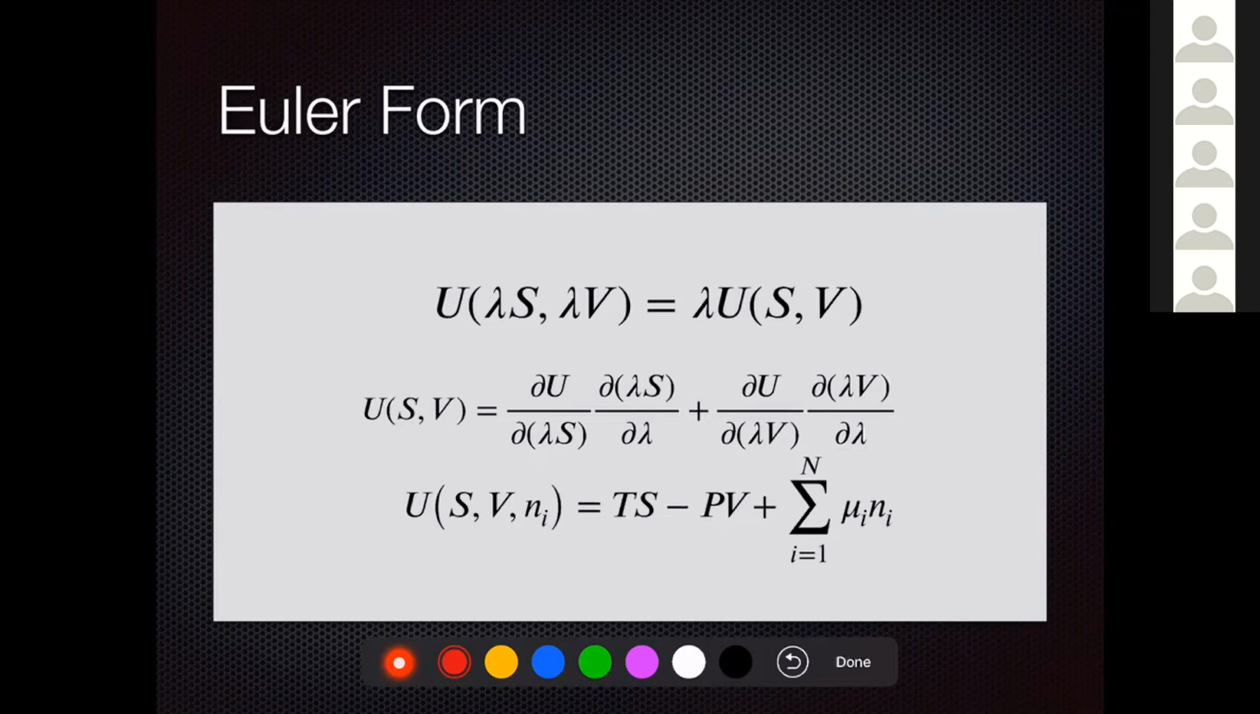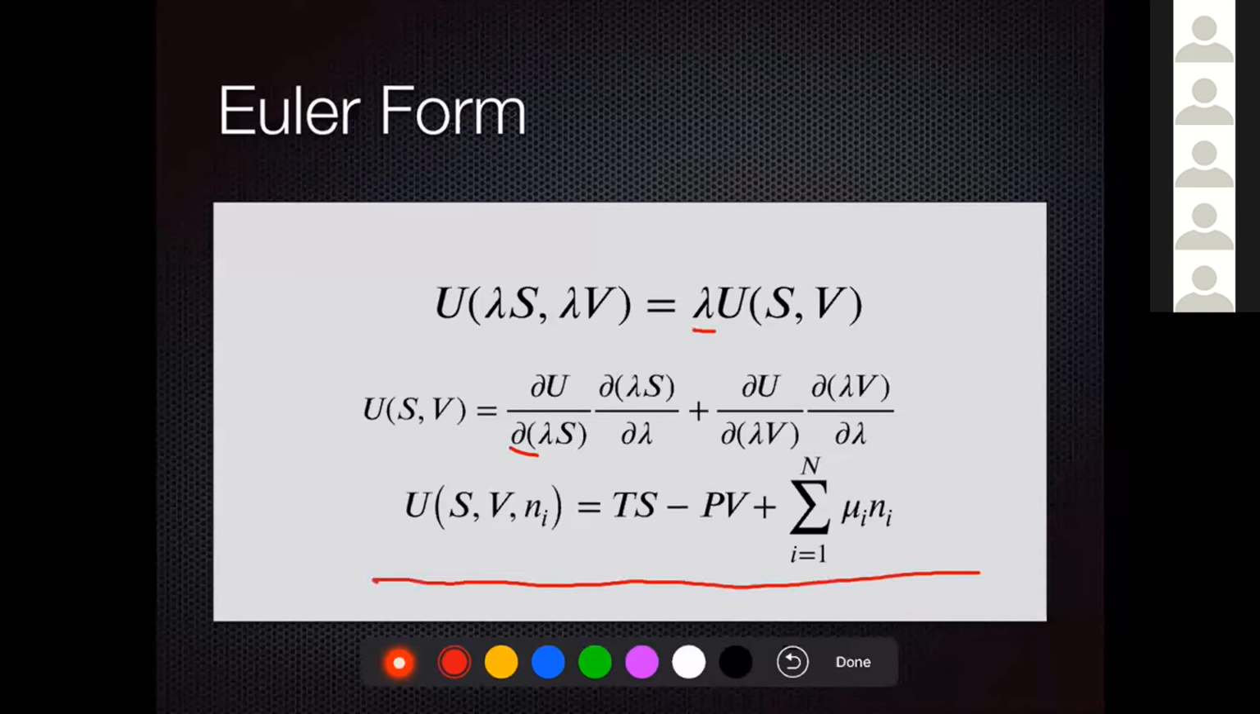So what you do then is for the internal energy, you can take the lambda derivative, with respect to this multiplying factor on both sides, right, here and here. If you take the lambda derivative of that side, you just get U of S, V, and you use the chain rule, okay? And what you get back is the internal energy in an Euler form where dU/dS is T, as we saw before. Then d(lambda V)/d lambda is just V, and dU/dV is P, okay? So great, plus the sum of the chemical potentials. So you have a form that is actually super useful right now.